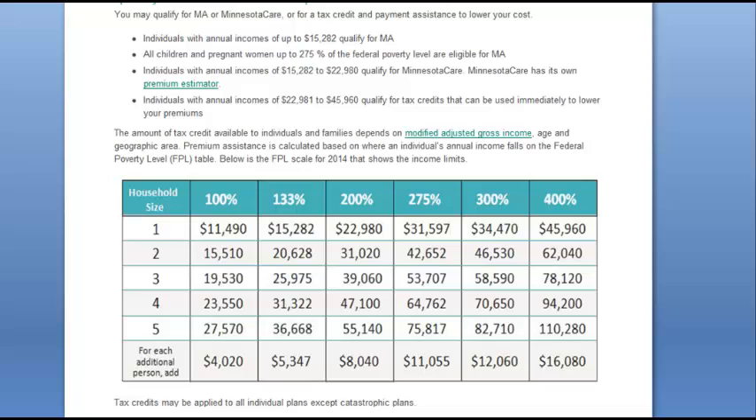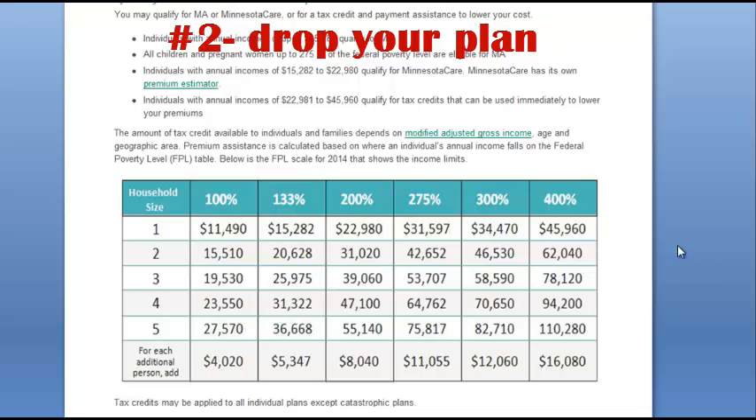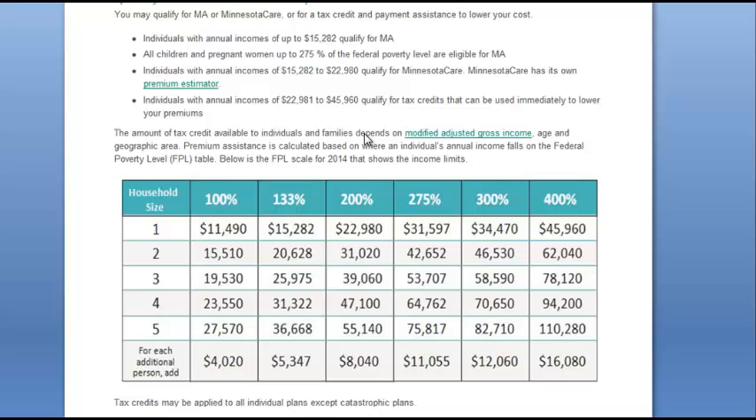So like I said, you can do that, or you can stay on your current plan and just let it map over, which is preferably the best thing to do depending on your AGI, your adjusted gross income. You can drop your plan, you can go on the new qualified health plan or MinnesotaCare or medical assistance, depending upon where you fall. There is also another option. You can go through these third-party plans.